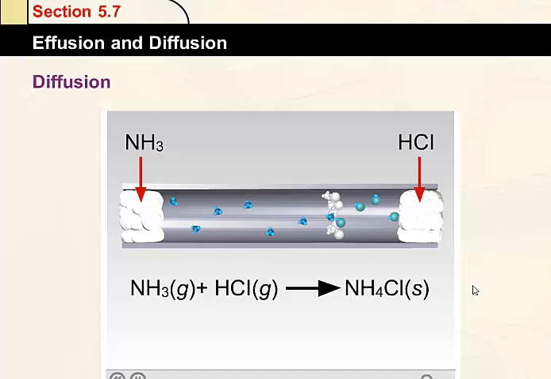All right, so you can see there, because the hydrogen chloride molecules, which are about 36 in mass, grams per mole, and the ammonia, which is about 17, the ammonia is able to travel faster and further before they meet.